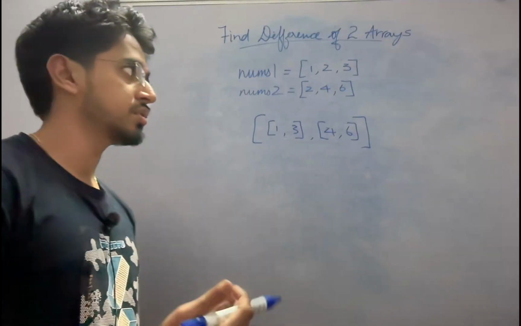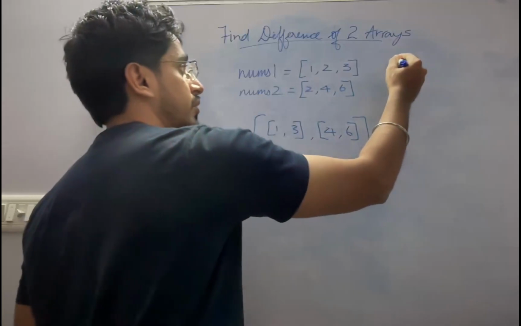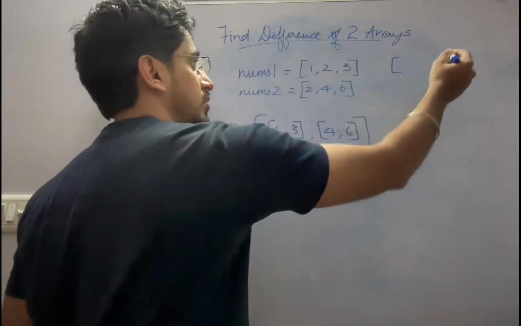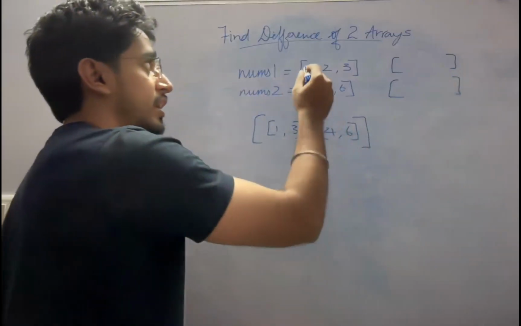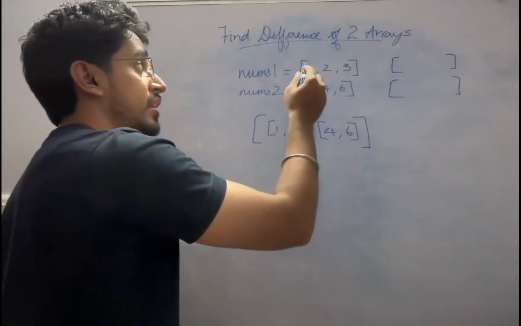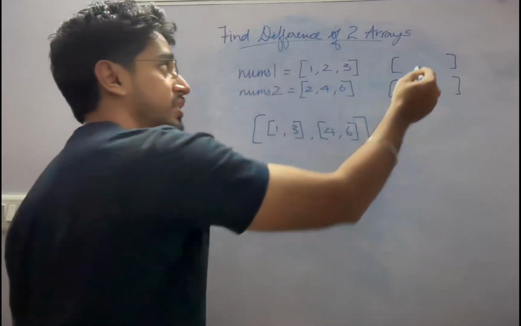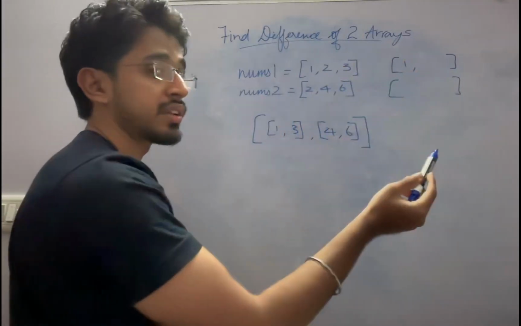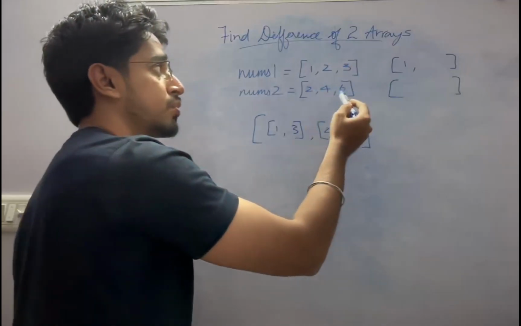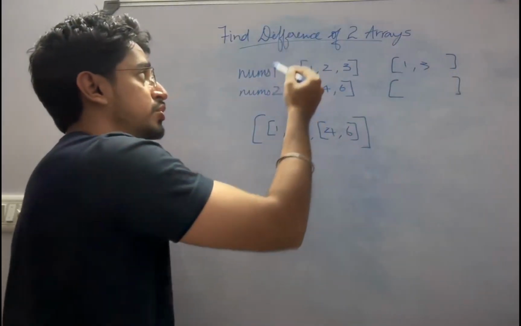So what we can do is create two arrays, one each for nums1 and nums2. We can call these result1 and result2. We need to check one by one within nums1 against nums2: is 1 present in nums2 or not? If it is not present, we add that. Again we check 2, yes 2 is present, so we do not add that. Then we check 3, is it present or not? 3 is not there, so we can add 3. We can do the same from nums2 to nums1 as well.